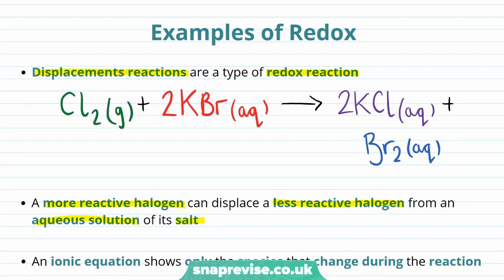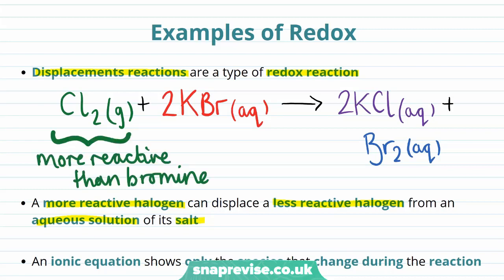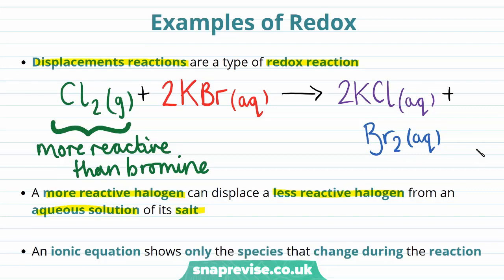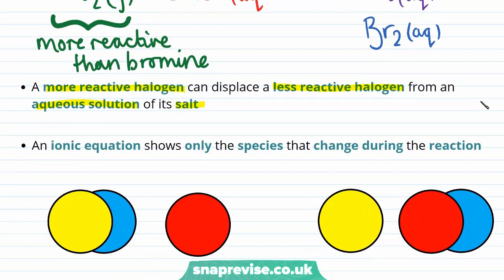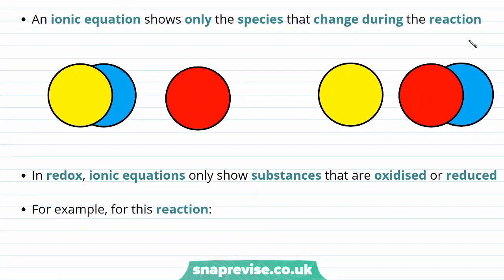As the reactivity of the halogens decreases as you travel down the group, chlorine is more reactive than bromine. Therefore, the bromine, which exists as bromide in the potassium bromide salt, will be replaced by chlorine in the form of chloride. As we'll see in a minute, this is also an example of a redox reaction. In order to write out equations for what's happening in this reaction, we need to remember that an ionic equation will only show the species that change during the reaction.